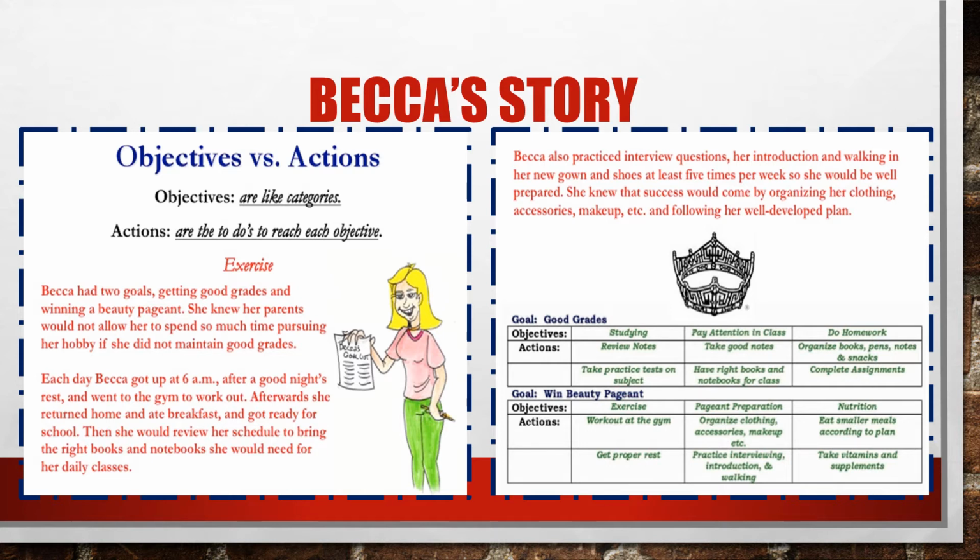The next objective is pageant preparation. She took action by organizing her clothing, her accessories, makeup, and so forth. The other action she took was practice interviewing, introduction, and walking. You can see in each one of these that one is an objective or a category that is going to help her achieve her goal, and the other is the actions, the actual things that she needs to do to achieve that category.